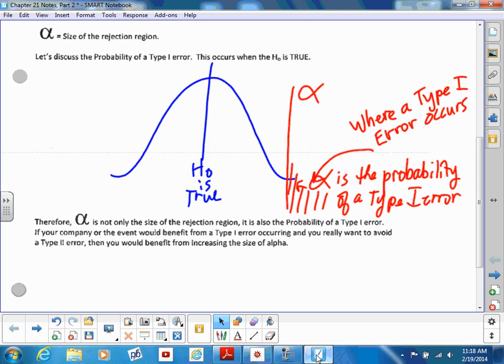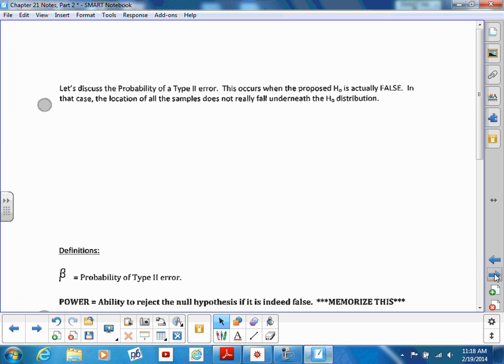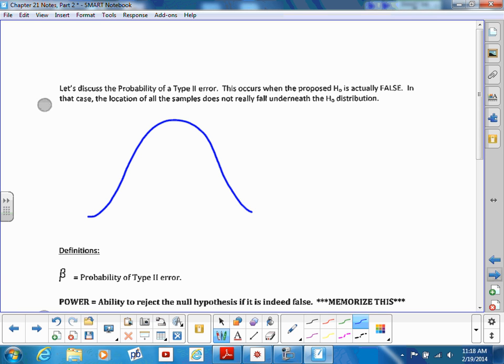Here we go. The next one is type 2 errors. Let's discuss the probability of a type 2 error. This is occurring when the null is false. So let's draw our pictures here. This is important that I'm making you draw these more than once because it's important you understand the anatomy of these pictures.